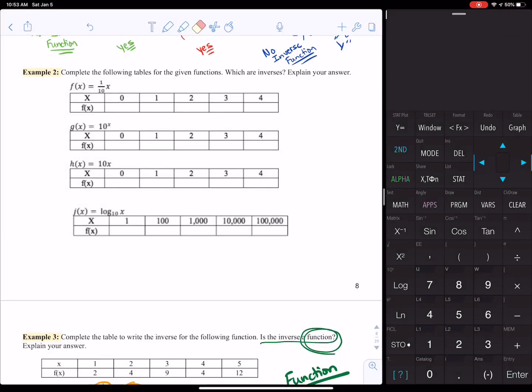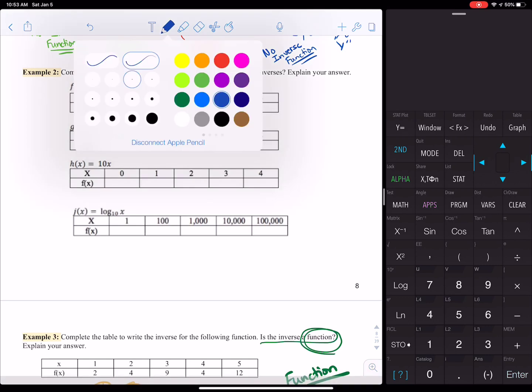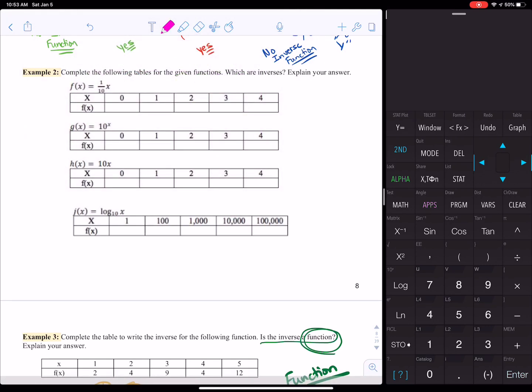Example 2 says complete the following tables for the given functions. Which are inverses? Explain your answer. So we are going to go in for each table and plug in the x and figure out the y.